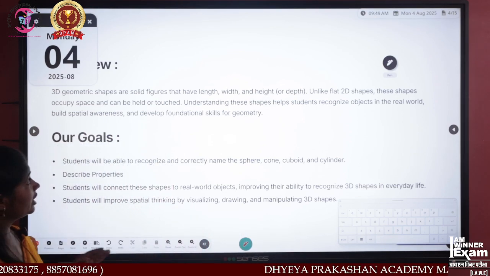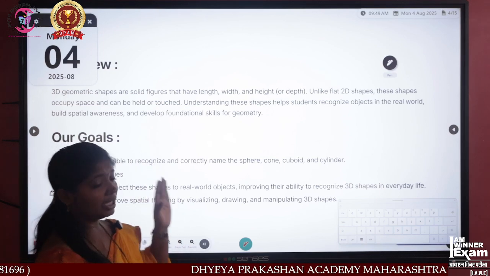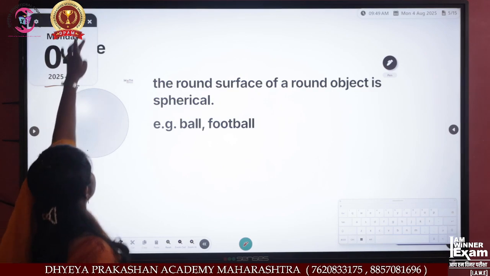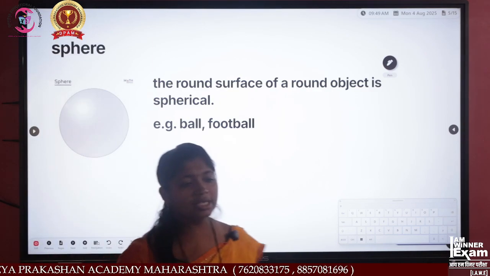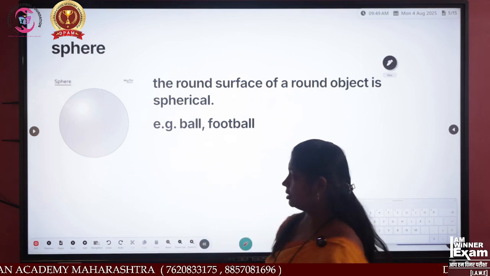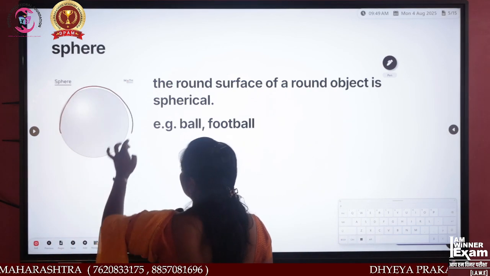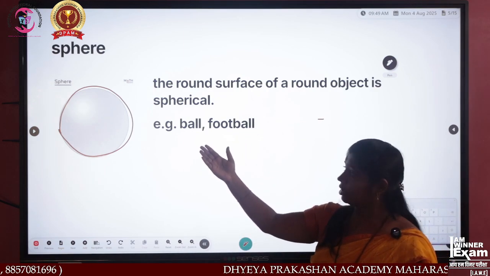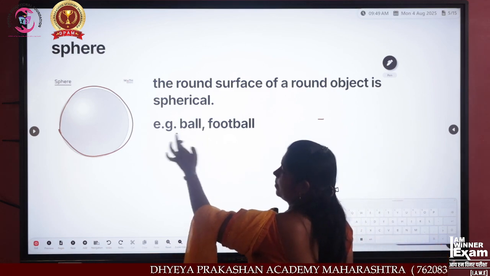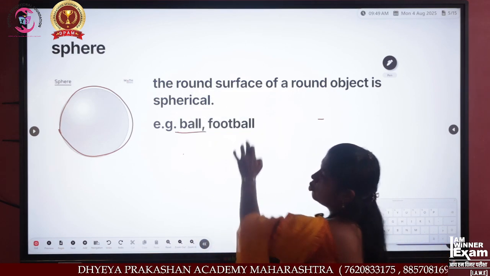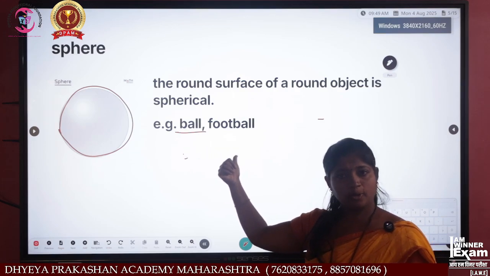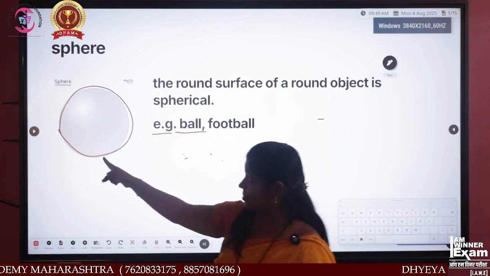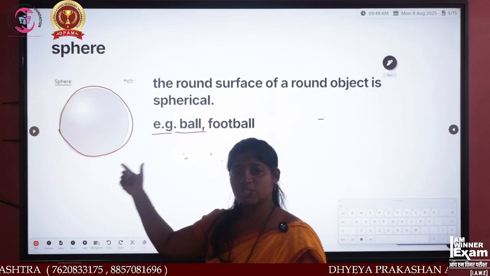Okay, now geometrical shapes are solid figures that have length, width and height. The first shape is the sphere. The round surface of a round object is spherical. For example, a ball and a football. This shape is a sphere.